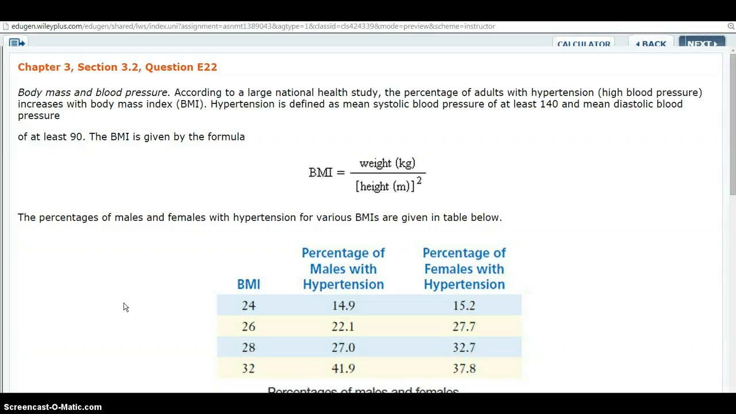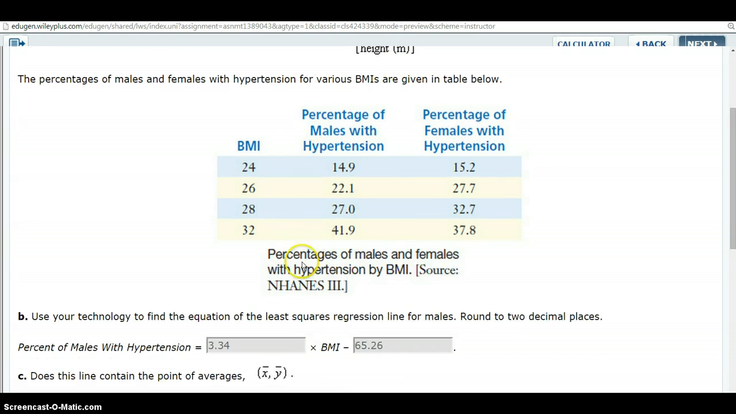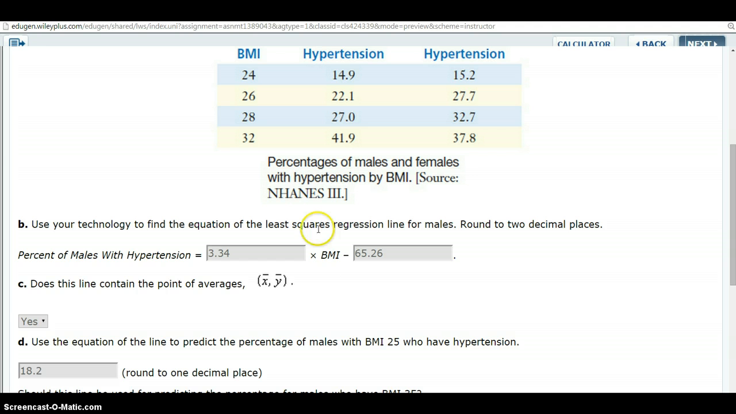Okay, so we have section 3.2, question E22, and we have something about the body mass index, which the calculation is given here. You can calculate yours if you're interested, and also the connection with blood pressure potentially. Looks like we do have a source here, so these are actual data. And if you want, figure out your BMI and calculate the percentage of males, if you're male, figure out what percent of males with your BMI have hypertension, or at least the prediction.